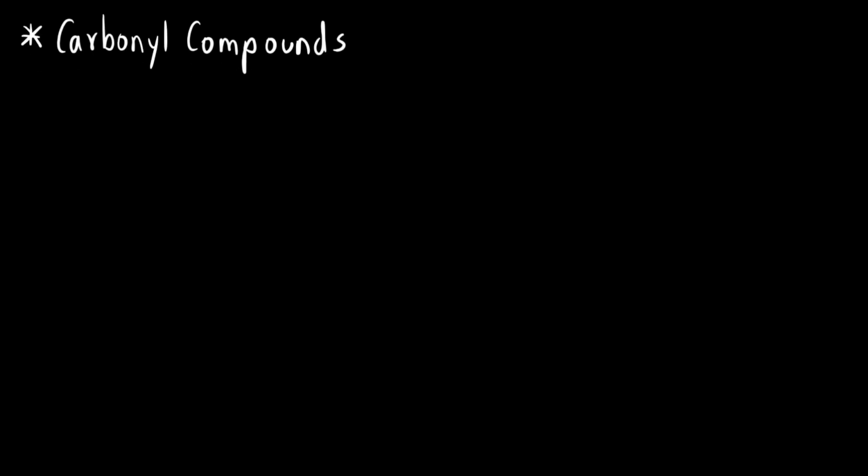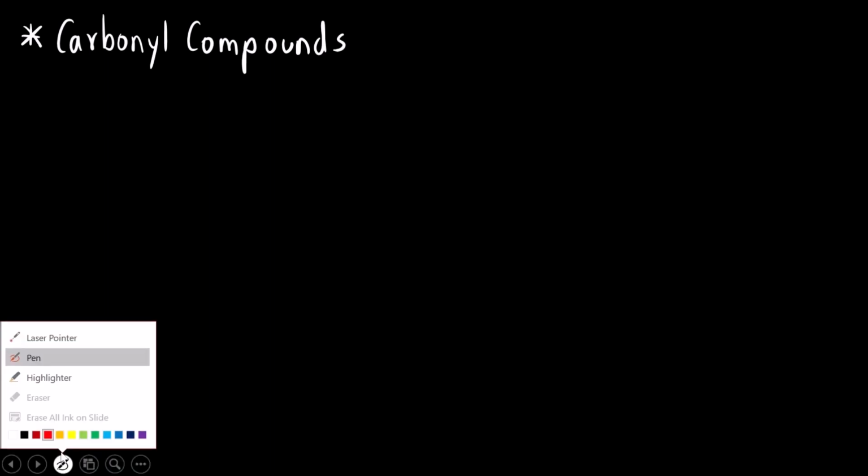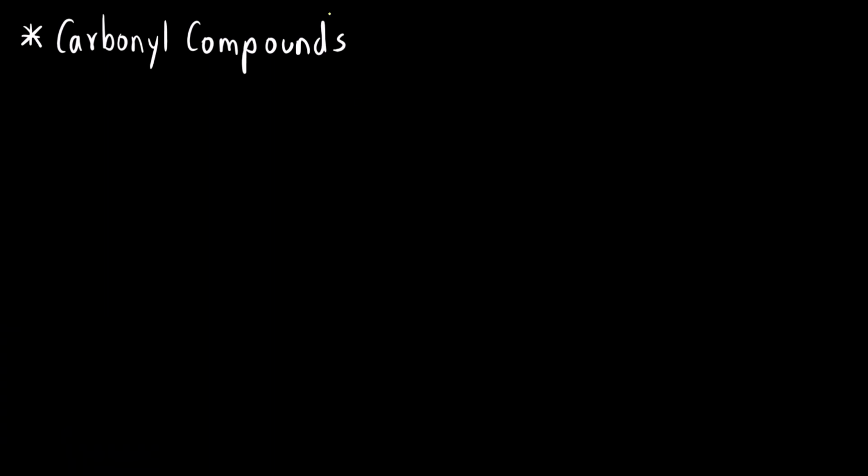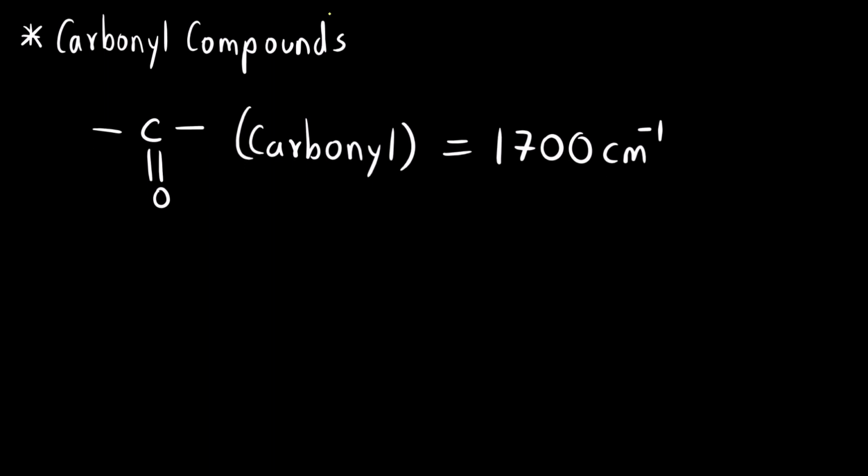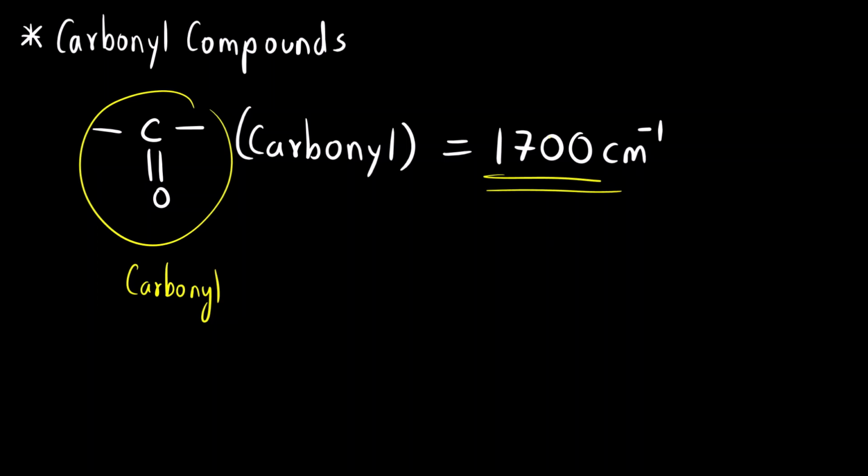Now we are going to see another very important class of compounds, that is carbonyl compounds. Why are these called carbonyl compounds? Because they have a carbonyl functional group. A very sharp peak will be seen at around 1700 centimeter inverse. So all the carbonyl compounds have the carbonyl group, right?